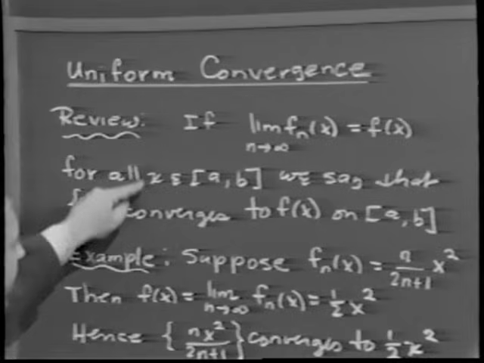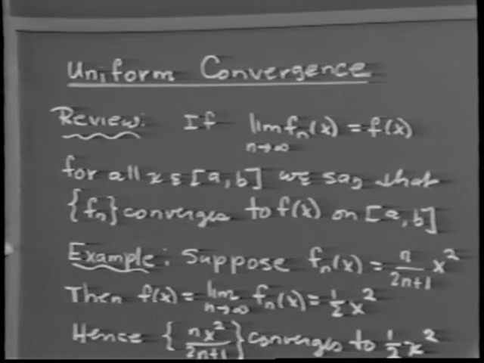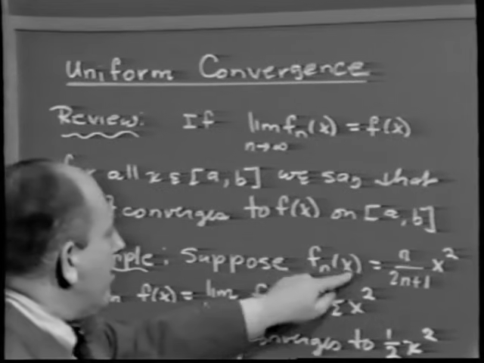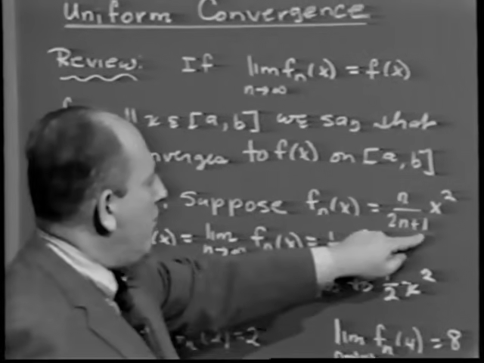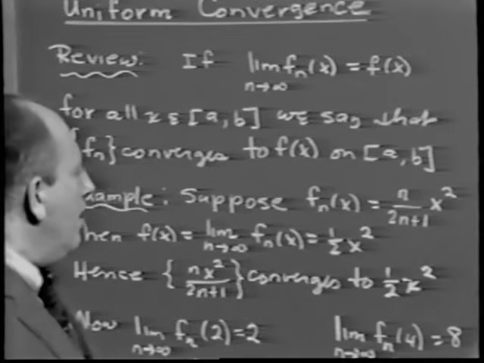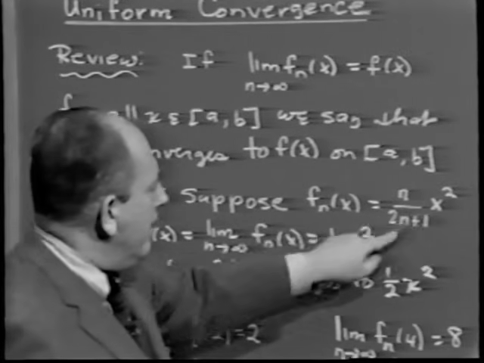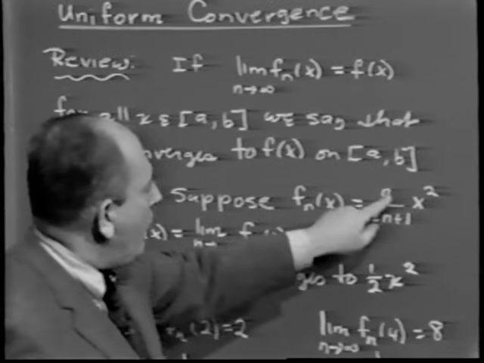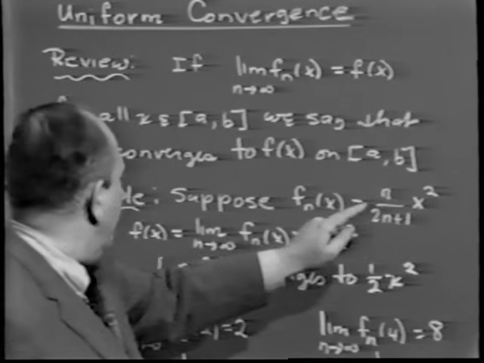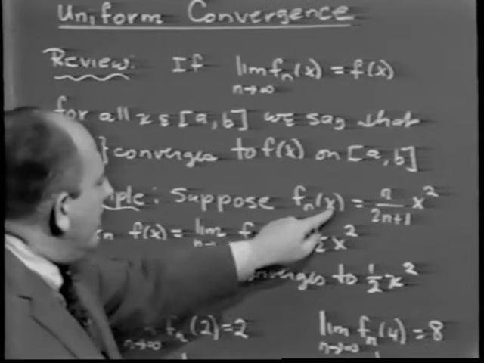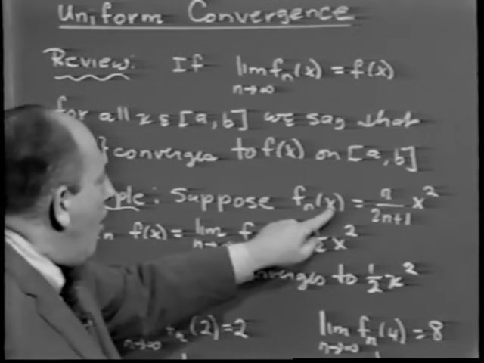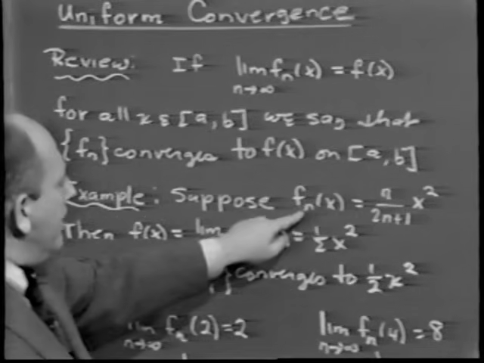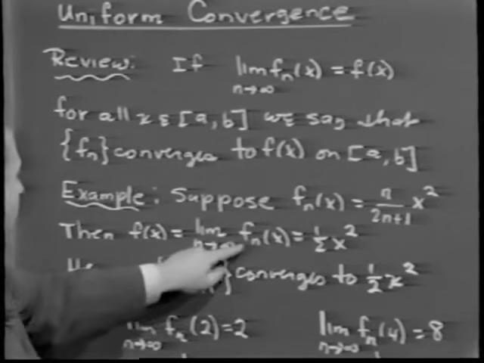Now again, these tend to be words unless you look at a specific example. Let's just pick one over here. Let f sub n of x be n over 2n plus 1 times x squared. Notice, of course, that the value of this particular number depends both on x and n. Okay? At any rate, let's pick a fixed x, hold it that way, and take the limit of f sub n of x as n approaches infinity.